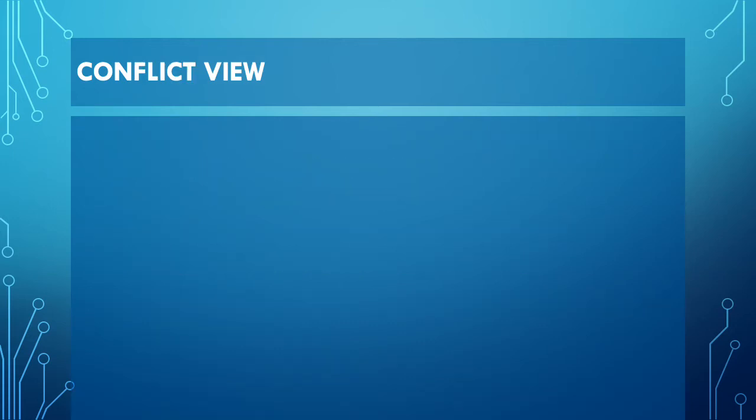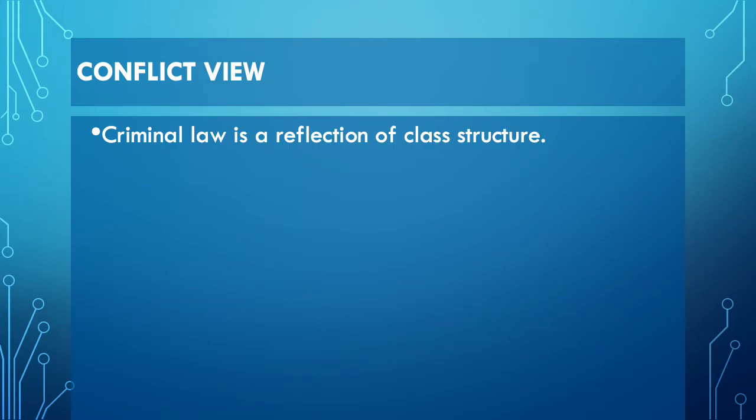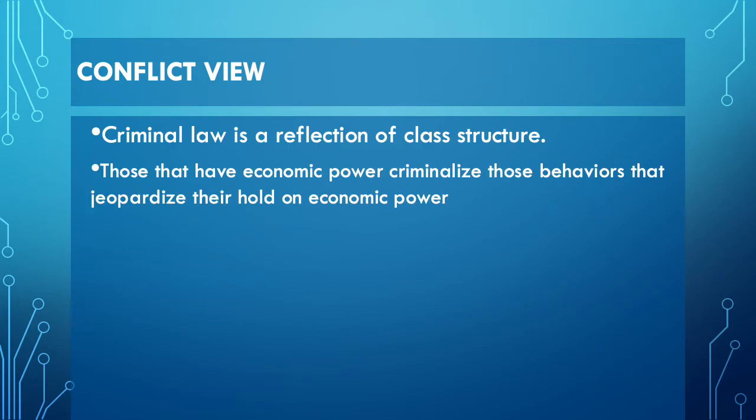Another view that the textbook talks about is called the conflict view. From this perspective, criminal law is a reflection of class structure, and those that have the most economic power are able to criminalize those behaviors that jeopardize their hold on power, whether that's through holding elected office and then having the power to define what is criminal law, or probably more likely that those with economic power will donate to people in office to encourage them to define some behaviors as criminal and other behaviors that benefit them economically as not criminal behavior. Here are some examples of the conflict view.